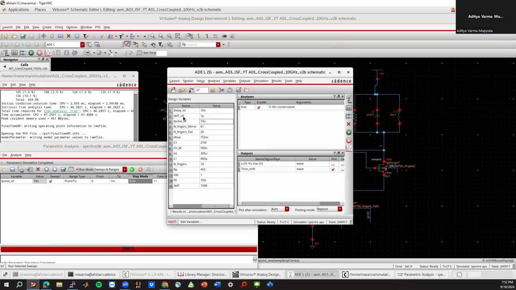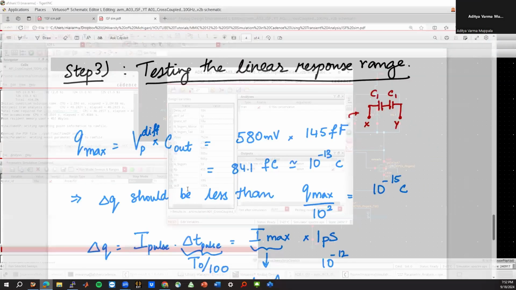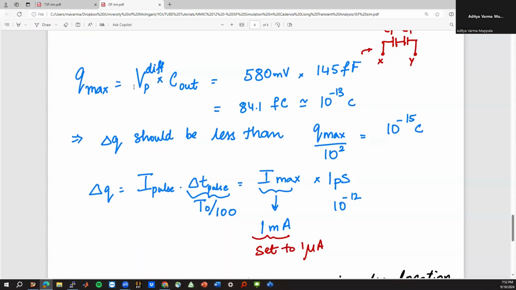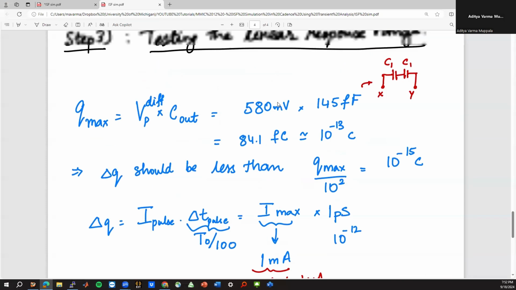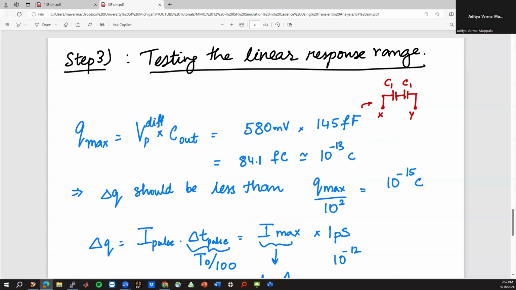We know how to set the time period, basically these two values. I guess we haven't really looked into that. So we know that the Q max is V peak, the differential V peak, because we're measuring differential signals at the output, times C out, which we saw in the previous video is around VTH, which is 580 millivolts, and C out is a series combination of two capacitors, which are each 290 femtofarad, which we calculated. That was the output capacitance. So which means that the total swing is around 84 femtocoulomb, which is approximately 10 to the minus 13 coulombs, right?